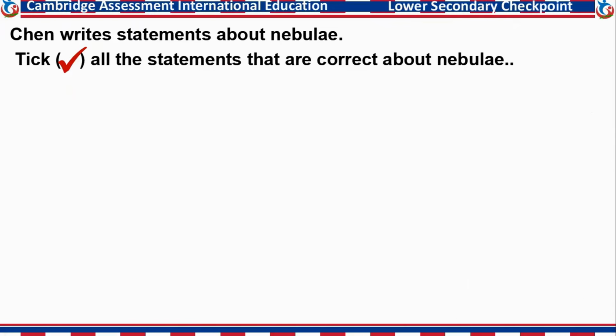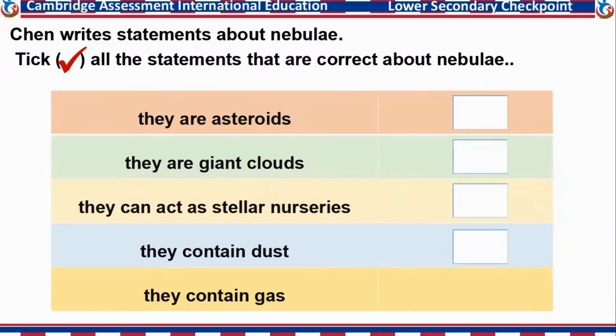Then we can now look at this one. It says, Chen writes statements about nebula. Tick all the statements that are correct about nebula. So these are the statements he made about the nebula: asteroids, giant clouds, they can act as stellar nurseries, they contain dust, they contain gas. Out of all the statements, we have to pick the statements that are correct about the nebula. Now let's look at them one after the other.